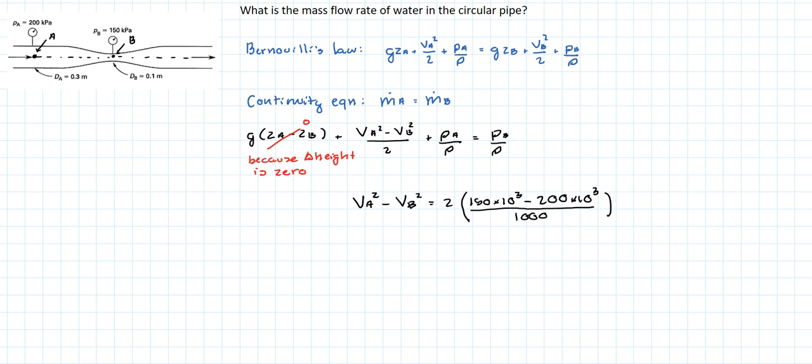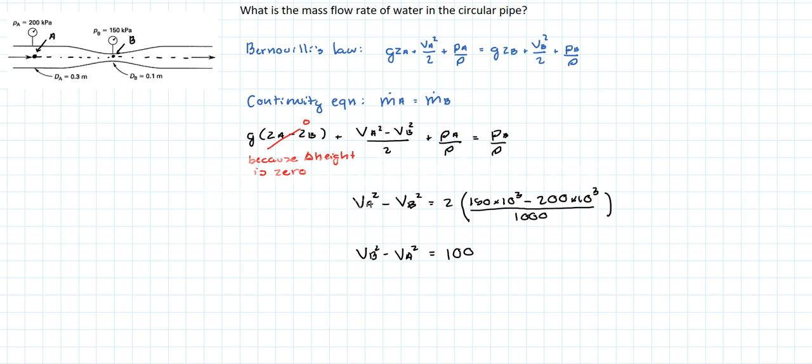We can rearrange that. This is going to be negative because we have 150 minus 200, so we're just going to flip to VB squared minus VA squared. We take the negative value, which is simply 150 minus 200 is minus 50, times 2 is 100. 1,000 divided by 1,000, so it's just 100.